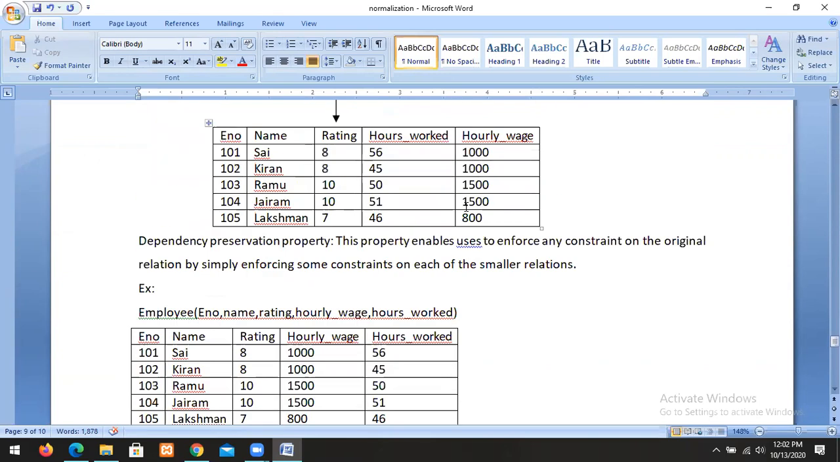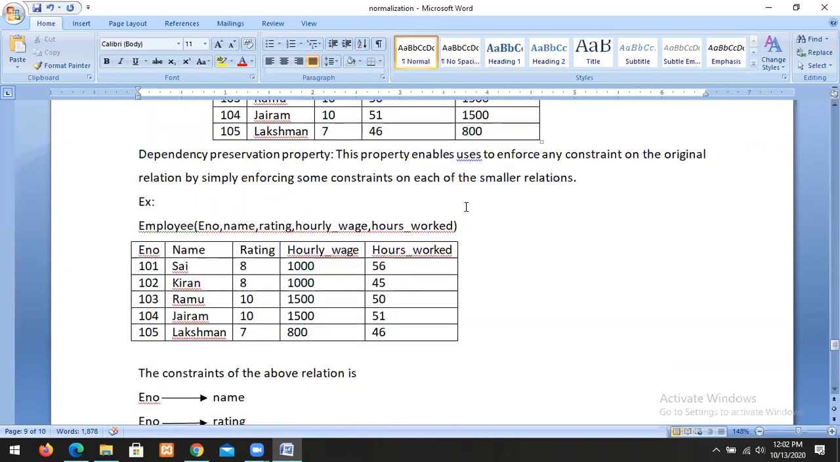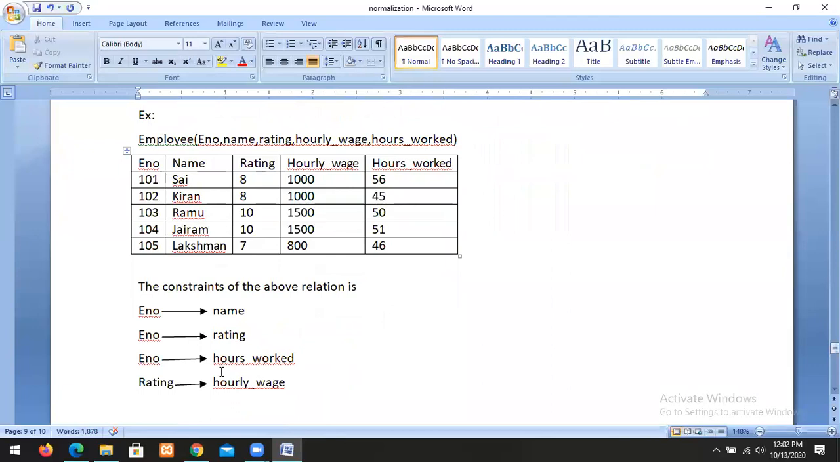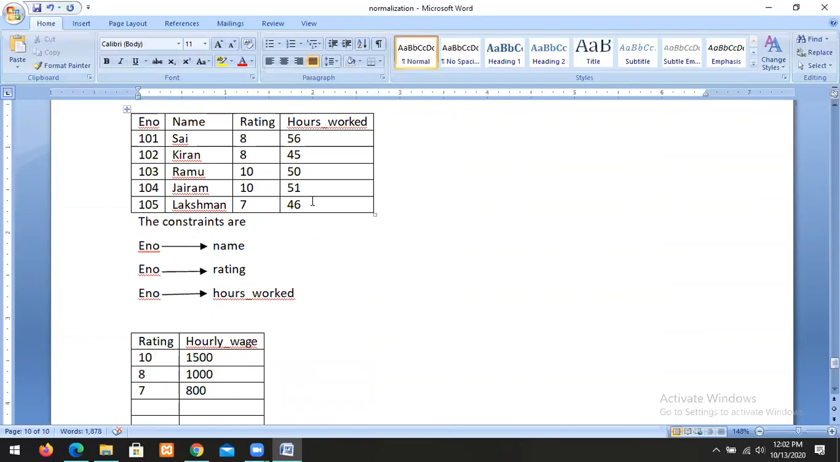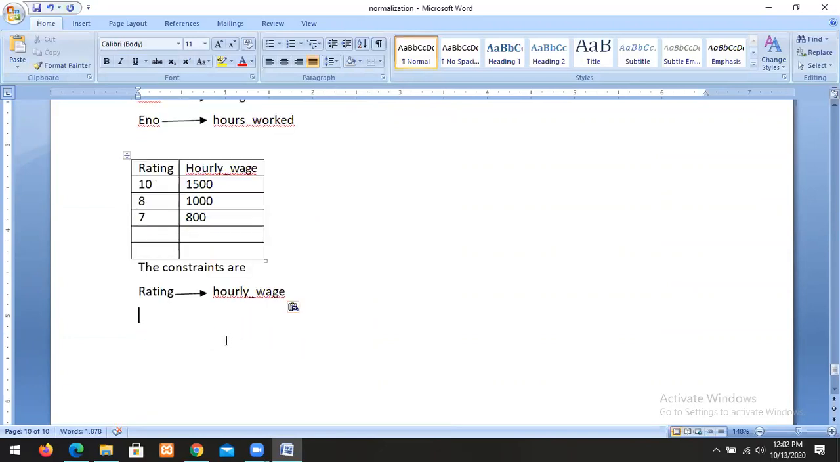That means when we apply some constraints on the original relation, it is necessary to apply some constraints on the smaller relations also. If we perform it like this, that's what we call dependency preservation. The constraints of the original relation are like this, and when I divided this relation into two smaller relations, I again applied some constraints on those relations. So this is called dependency preservation. This is about schema refinement.